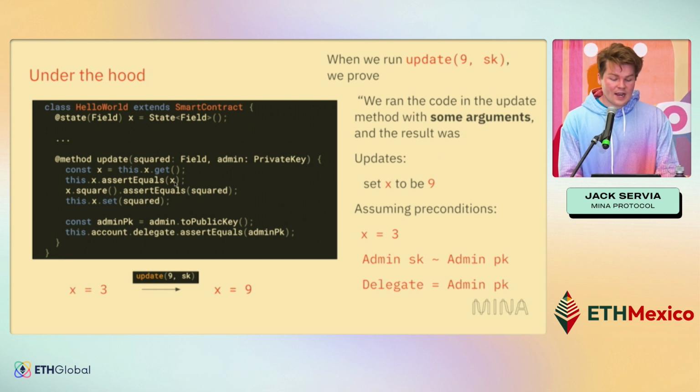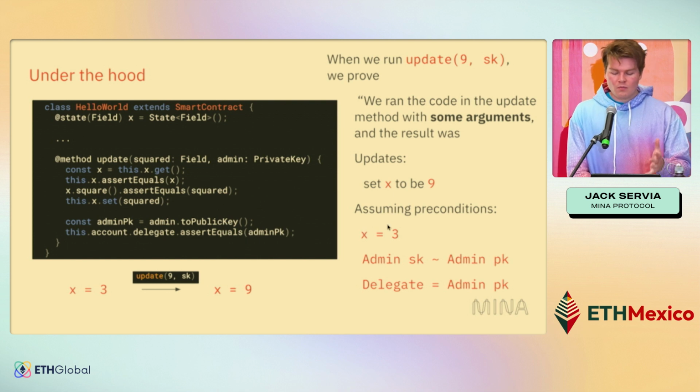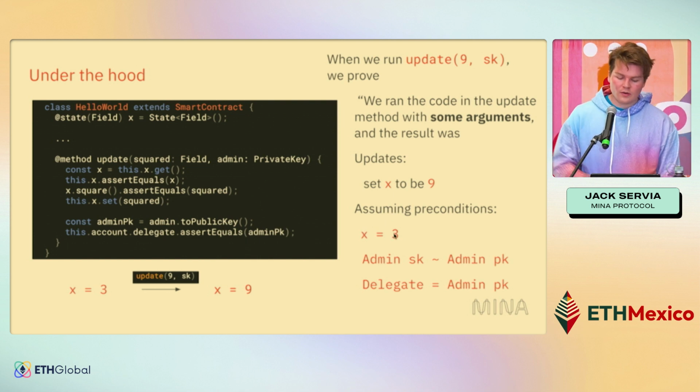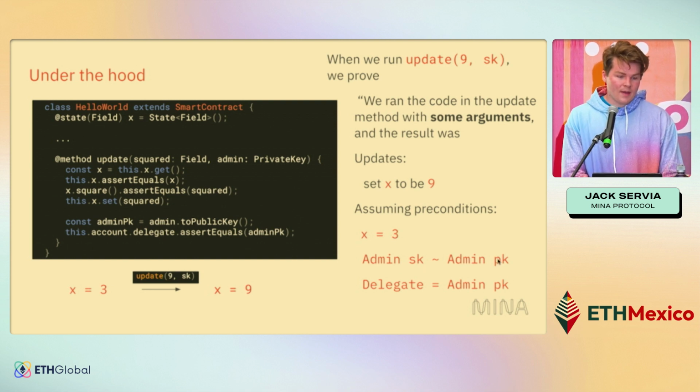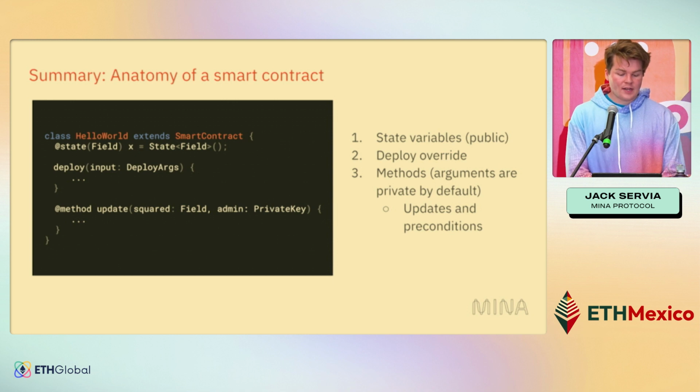The result is that we'll set x equal to 9, and what we're proving with the zero knowledge proof is that in order for the zero knowledge proof to work, x has to be equal to 3. Admin secret key has to correspond to admin public key, and then the delegate property on the account has to be equal to admin public key. So this is pretty much the anatomy of one of these smart contracts. We have state defined at the top. We have a deploy method, which sets the contract up as we want, and then we have methods that users can call.